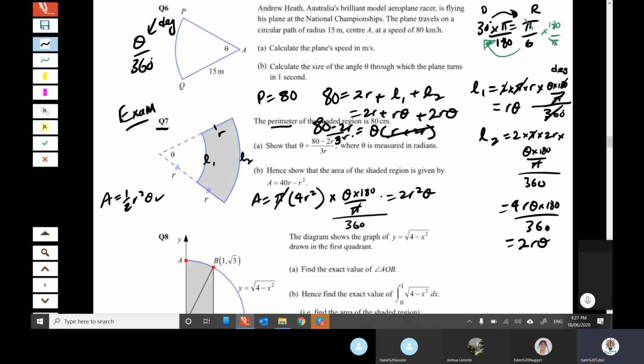Any questions there? No. And then obviously you want to try the next one, Eden. Area of the small one. Area big, area small. What would you write? Pi times?